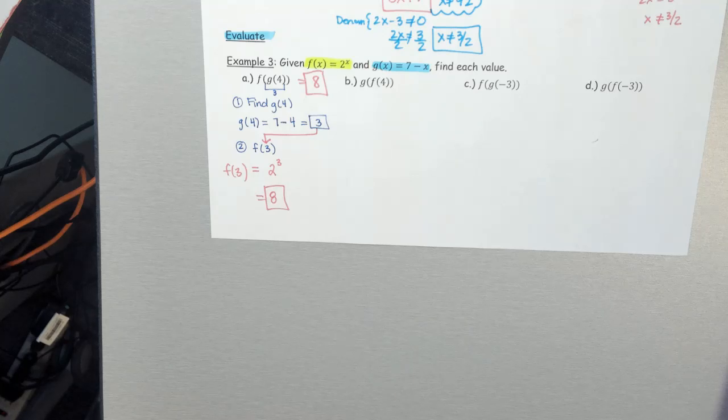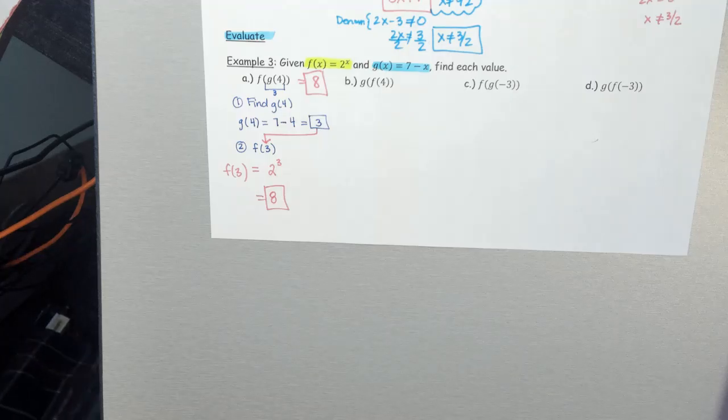I want you to do these without your calculator, but part B is a big number. All right, do you need more time for B, or are we ready?